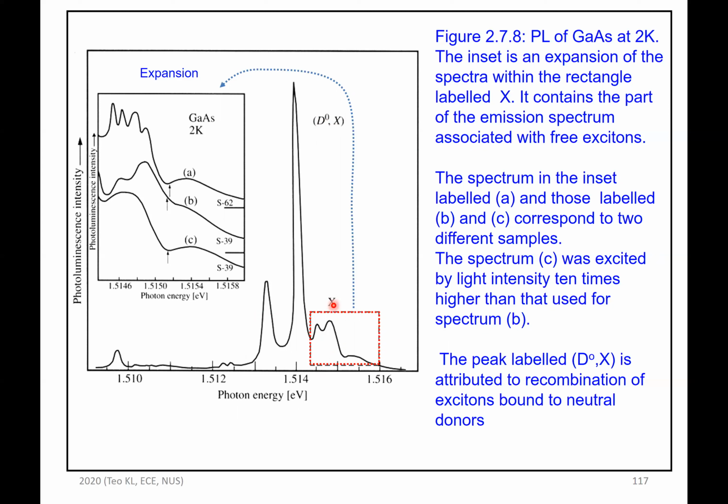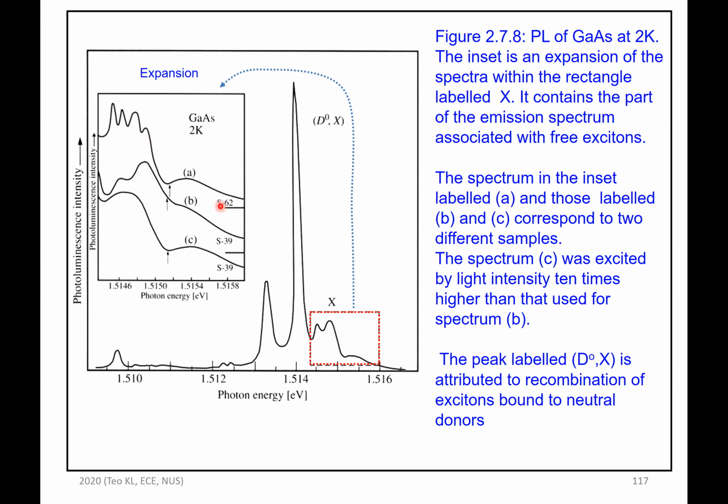Now, if we blow up this part, in this diagram, the inset, you can see a series of sharp peaks. These are free exciton peaks due to n equals 1, n equals 2, n equals 3, n equals 4.